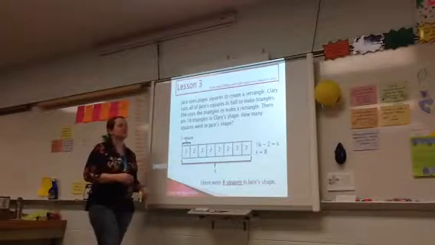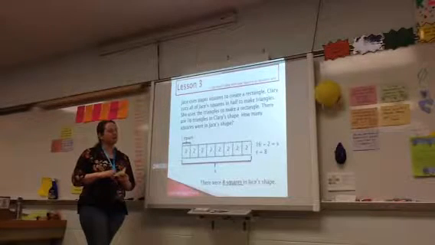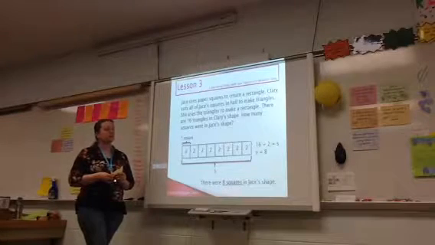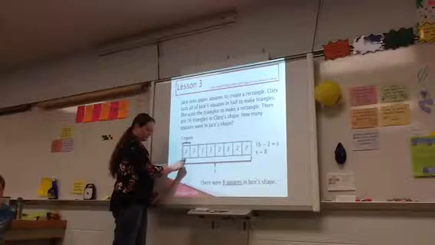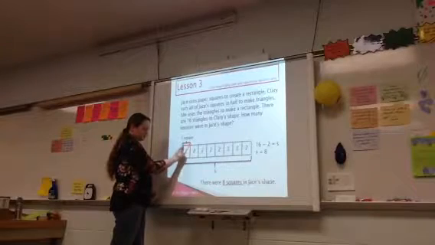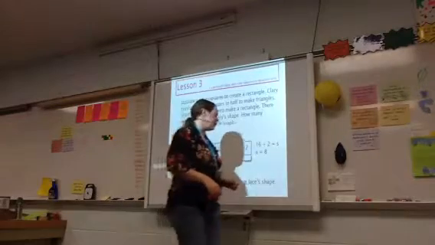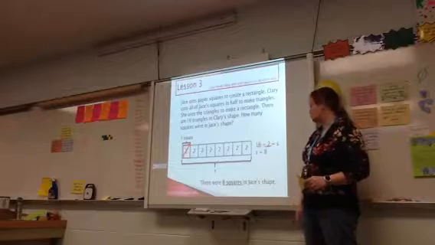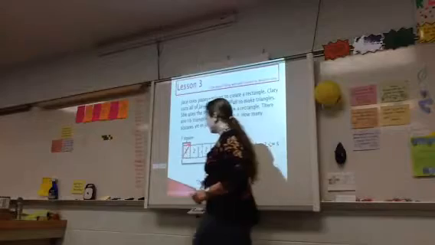Jace uses paper squares to create a rectangle. Clary cuts all of Jace's squares in half to make triangles. She uses the triangles to make a rectangle. There are 16 triangles in Clary's shape. How many squares were in Jace's shape? So here's the square. Here is the triangle. And then we know that since two of those triangles fit in a square, we can divide the number of triangles by 2. So S, the number of squares, is 8.